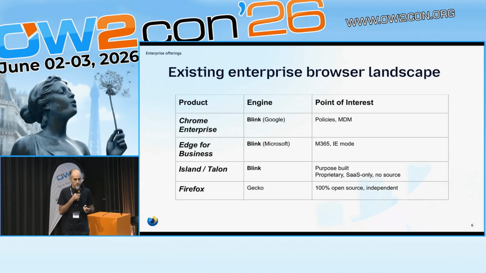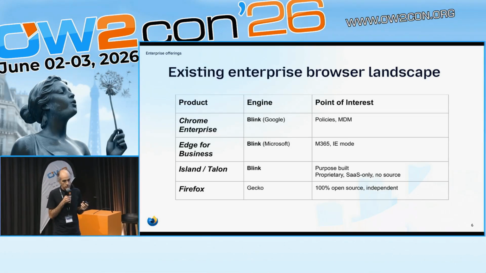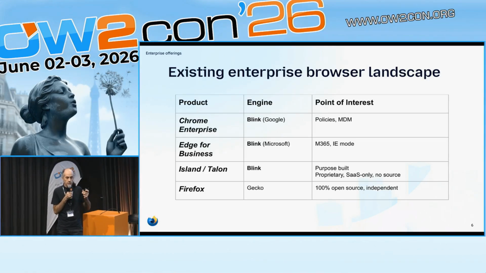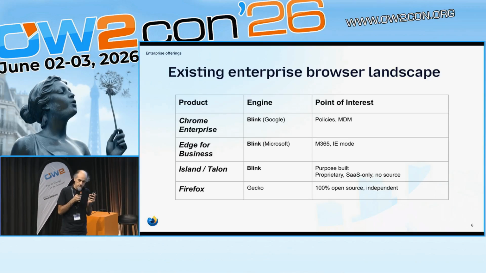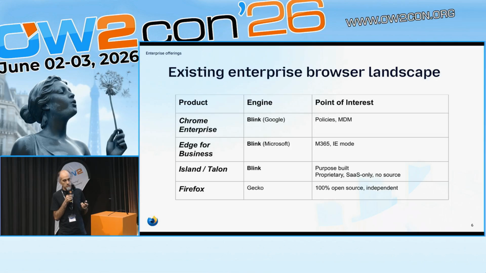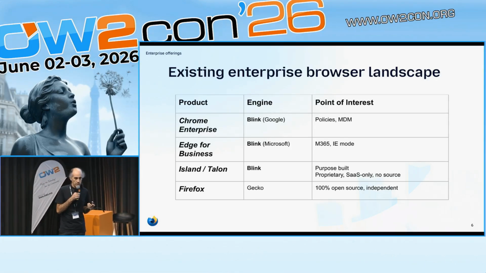And just as a reminder, what is the current offering of the others? So you have Chrome for enterprise, you have Edge for business, there's Island, and there's going to be us, because the current offering is not yet on par, but we are working on it.